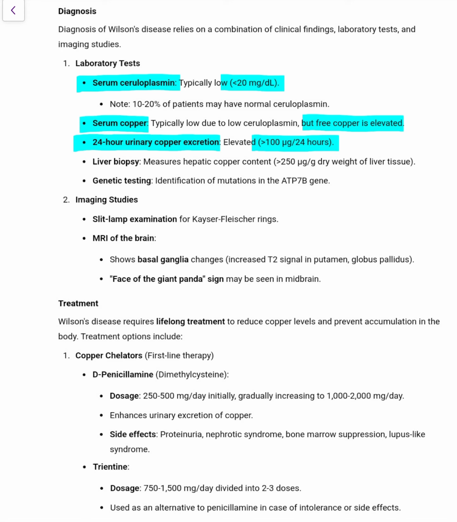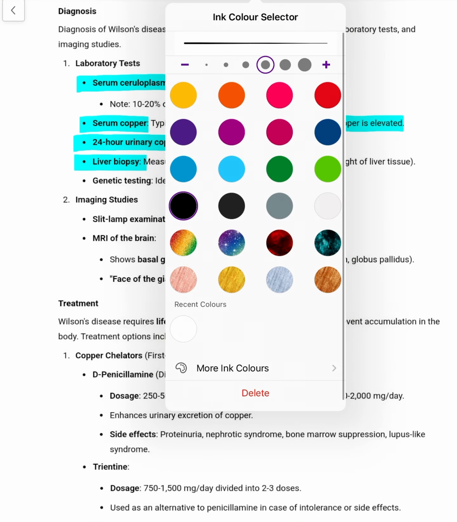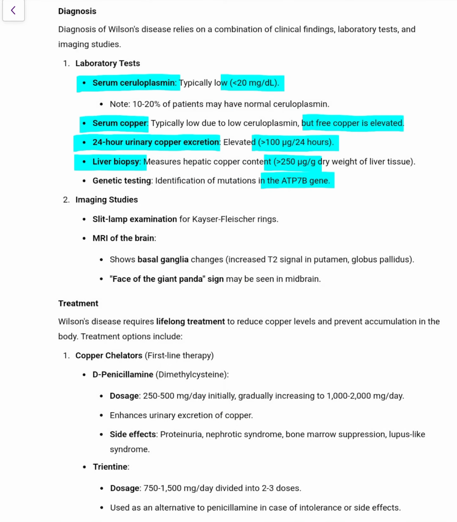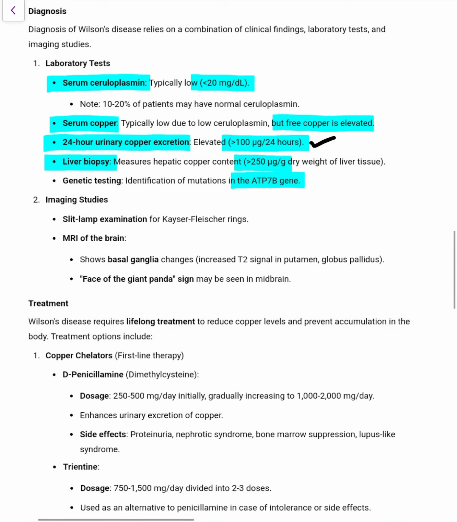Other than that, you can go for liver biopsy, which shows copper deposition in the liver tissue, more than 250 micrograms per gram of dry weight of the liver tissue. Then genetic testing to see the mutations in the ATP7B gene. These three tests are specific. These values you have to remember: urine copper more than 100 micrograms, and liver biopsy more than 250 micrograms per gram of liver tissue.